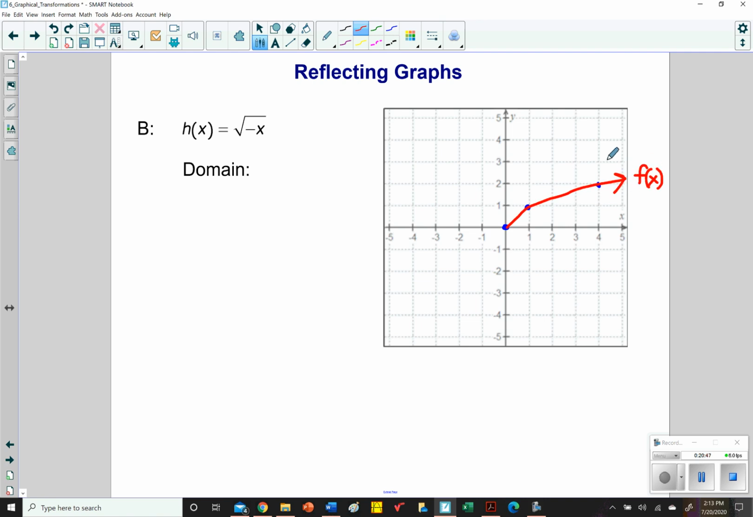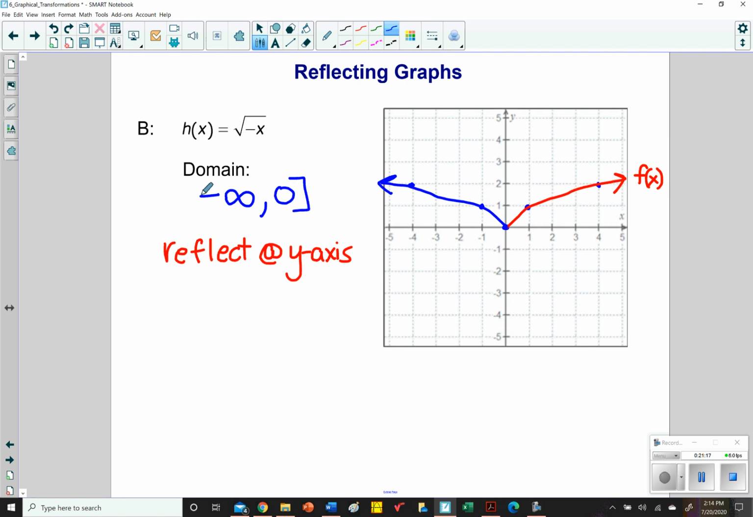And negative x is going to reflect over the y-axis because the argument is on the x. It'll change the y's. I'm sorry, it's going to reflect about the y because we're changing the x's. So that would be the same graph, just reflected over the y-axis. Instead of having positive x's, now we have negative x's, and the domain is from negative infinity to 0 inclusively.